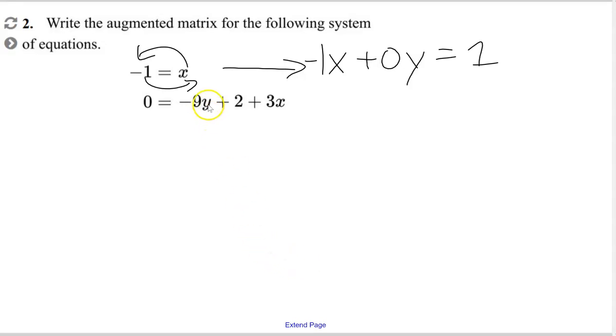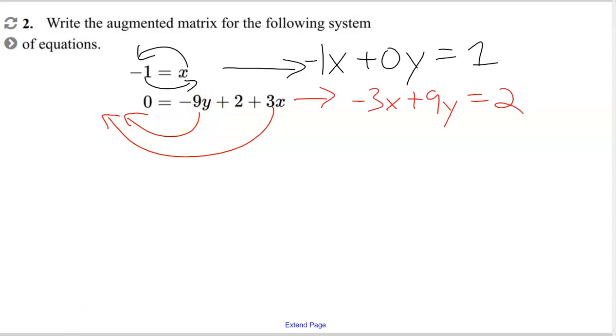Alright, now on this one, we just want to move over the y term and the x term. So when you move them over, you're just going to change the signs, really. So the -9y is going to be +9y, and the 3x is going to become -3x. So anytime you move a term over to the other side, just change the sign. As soon as you move it over, change the signs. If you don't move it over, just let it stay the same sign. So now I've got -3x plus 9y equals 2.